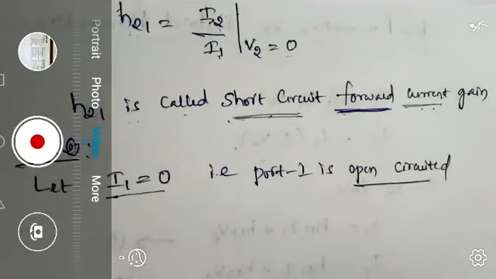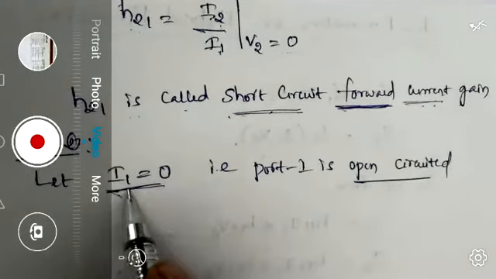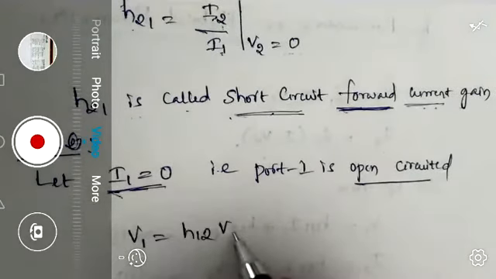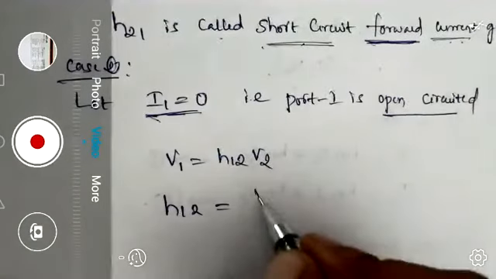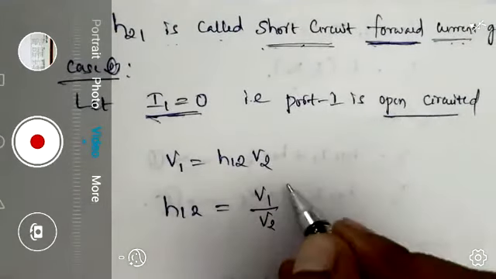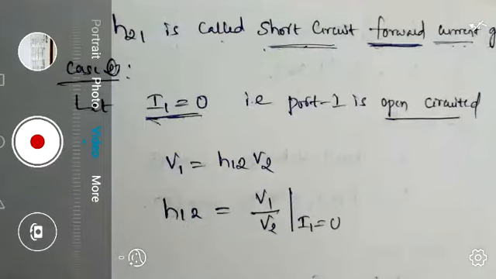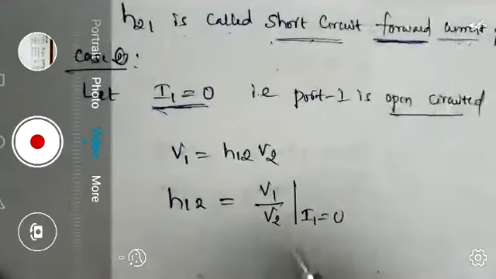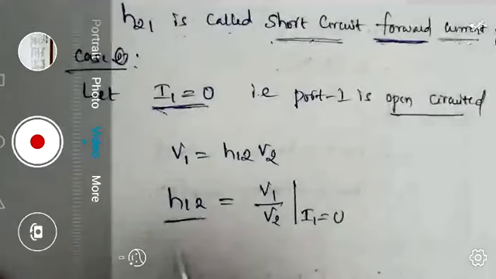Then substitute I1 equal to 0 in equation 1. We get V1 equal to H12 V2. Hence H12 equal to V1 by V2. This is because of I1 equal to 0. Okay. Now let us define what is H12.